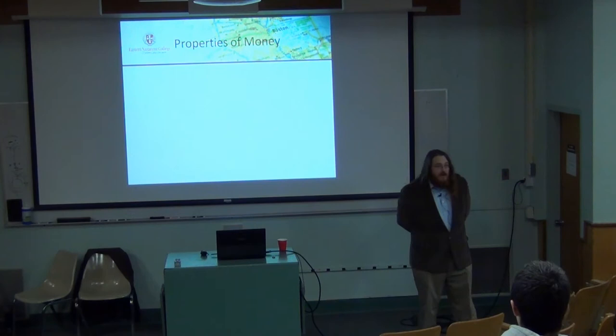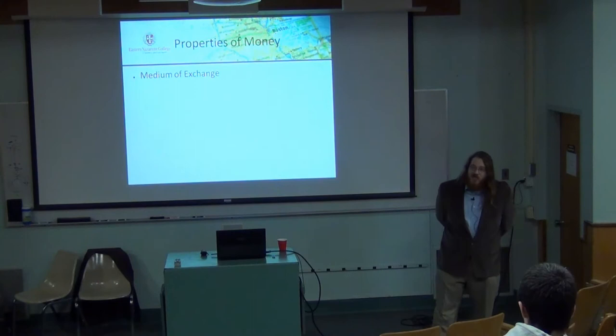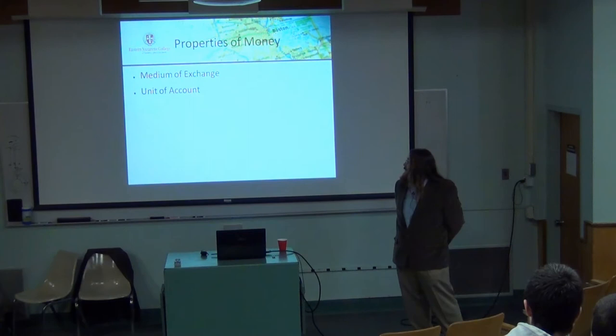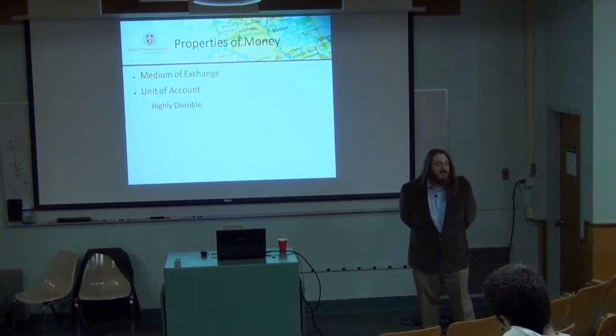So first off, we have to start off, what are the properties of money? Right? So if we want to develop something like a cryptocurrency, we need to first abstract what it is that we want money to do. Well, money has to be a medium of exchange. You can exchange it for goods and services. It has to have a unit of account. It's a way to store money or store value. It has to be highly divisible. This is important. It turns out if money's not highly divisible, you run into some issues.